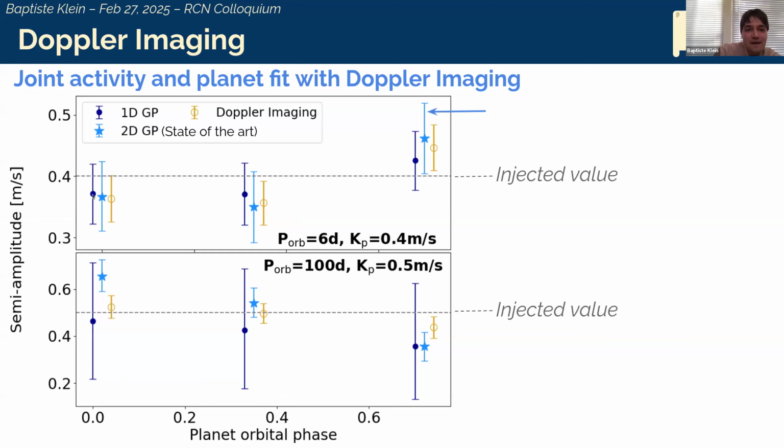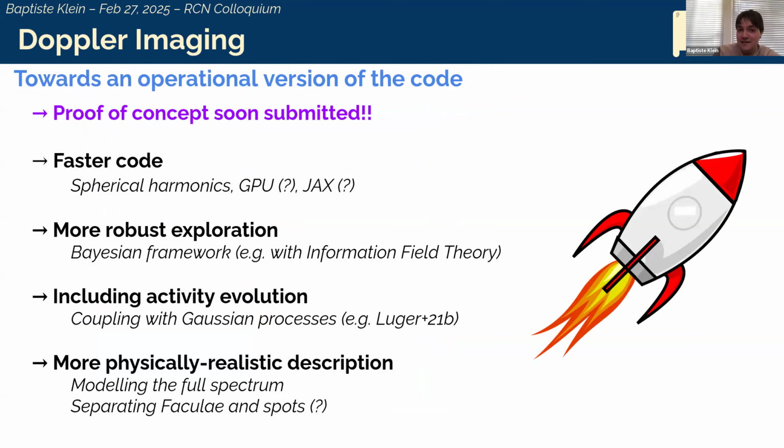And you see that compared to state-of-the-art GPs, we perform pretty similarly with our model that does not account for stellar activity evolution. So basically, I would say that this is promising. That means that maybe Doppler imaging as a proof of concept can work, even with traditional frameworks. And I will push towards making a more operational version of the code, a maintained version that could be shared with the community.